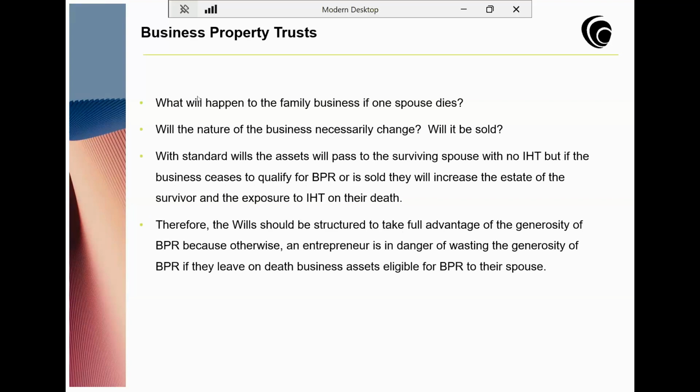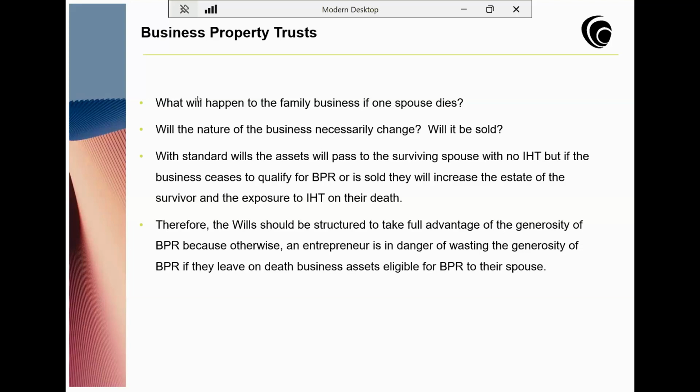In terms of business property, clients should think carefully about how that is left in a will, because basic planning, as I've just explained, may not be appropriate. So, for example, what will happen to the family business if one spouse dies? Will the nature of the business necessarily change? Perhaps the trade will cease in favour of more investment activity. Will the business be sold because the spouse who's running the business is no longer around?